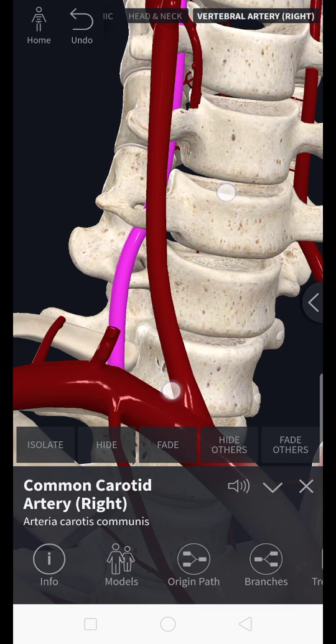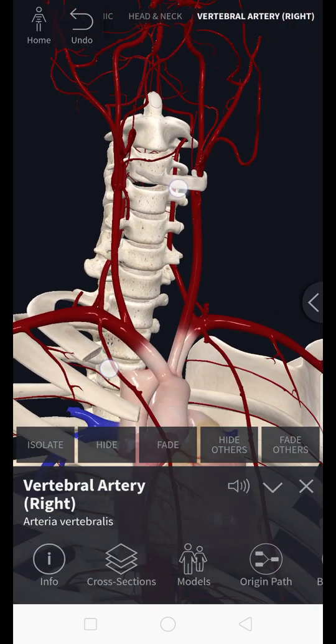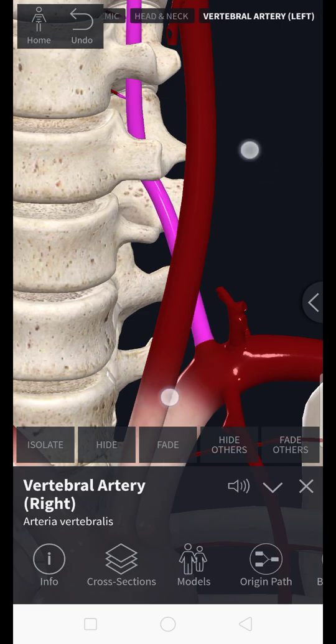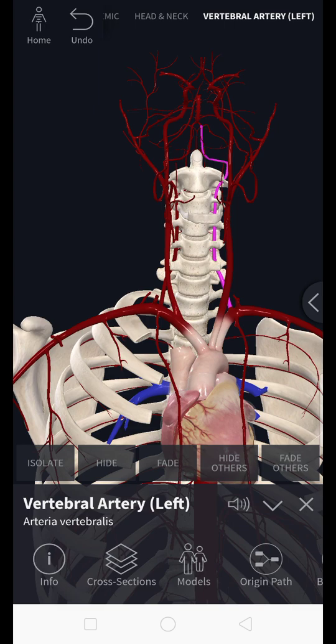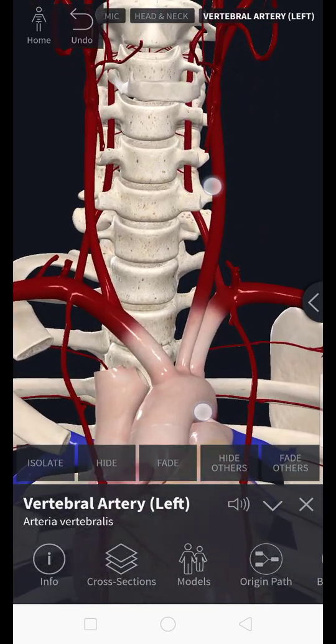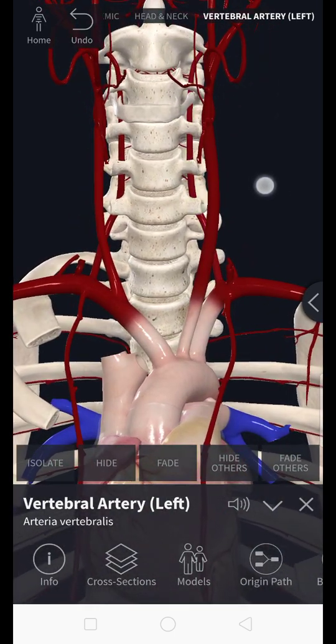This is the vertebral artery, right vertebral artery, and this is the left vertebral artery. These two major arteries supply the head and neck region. Now we will discuss the origin and the branches of these two major arteries. Number one, we will discuss the common carotid artery and its origin.